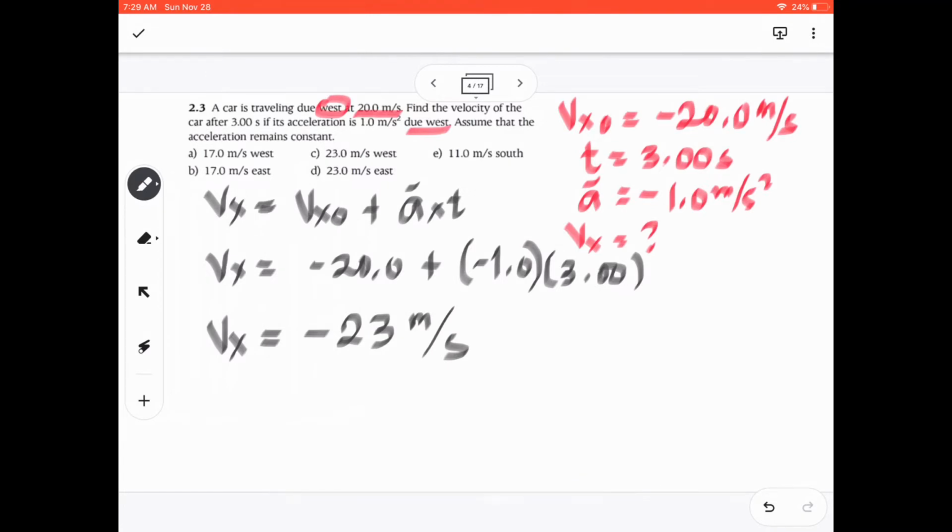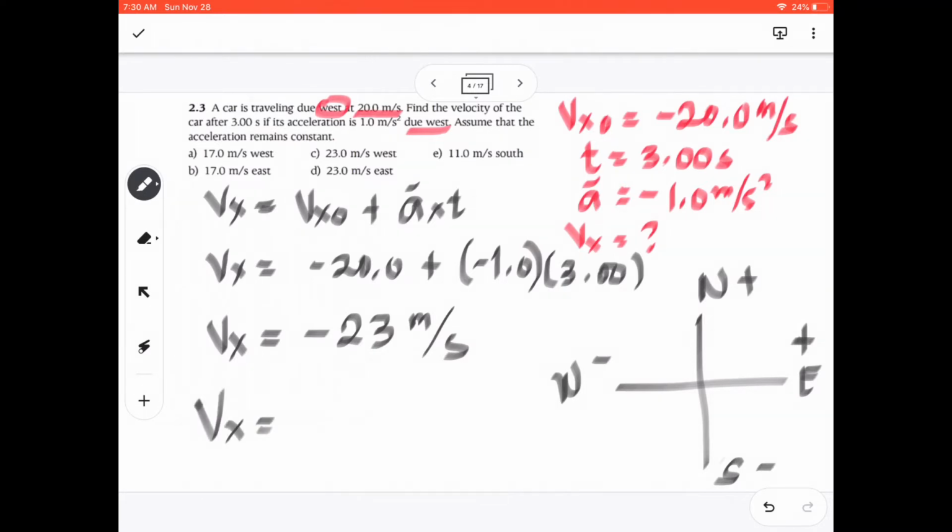What does the negative mean? Negative means that it is in the west, because if we have our directions over here, E, W, S, N, north corresponds to the positive y-axis, and then south corresponds to the negative y-axis, east corresponds to the positive x-axis, and west corresponds to the negative x-axis. Alright, so this means that the Vx is equal to 23 meters per second west. So our answer is letter C, because that's 23.0 meters per second west.